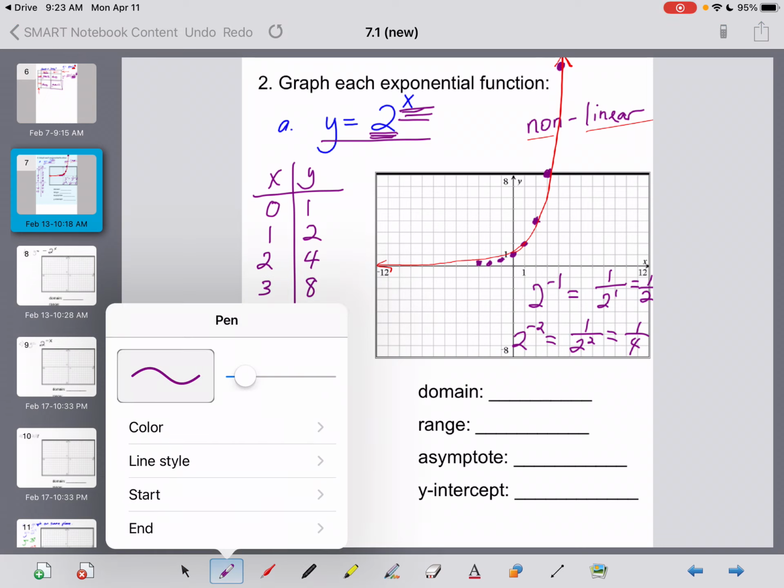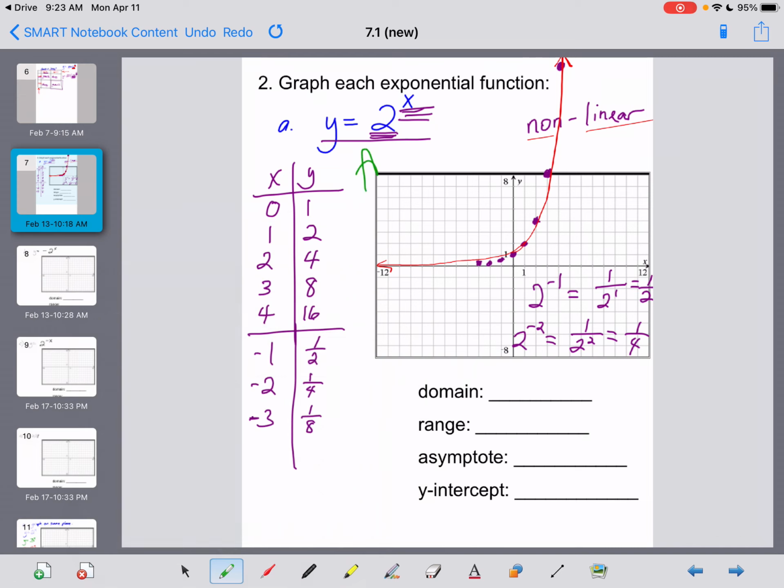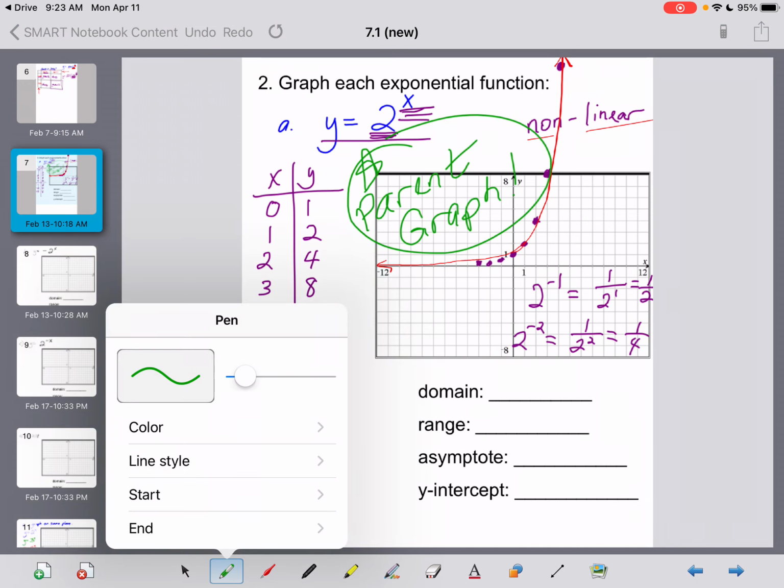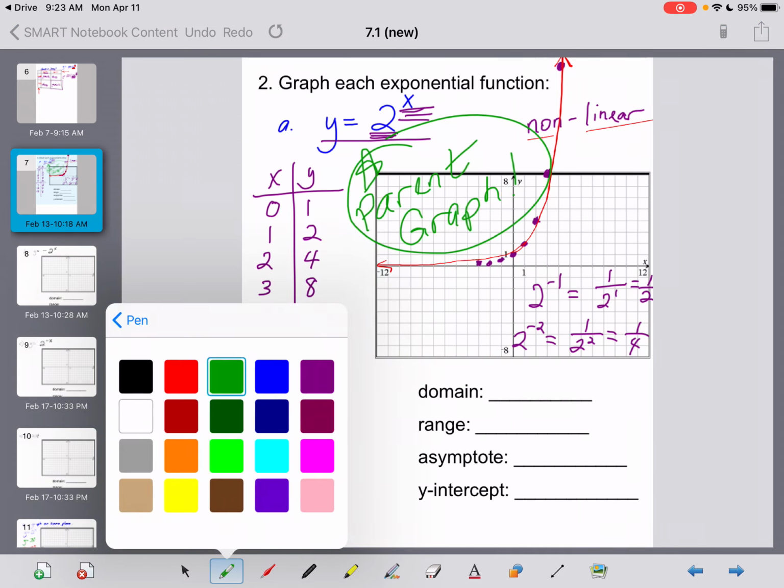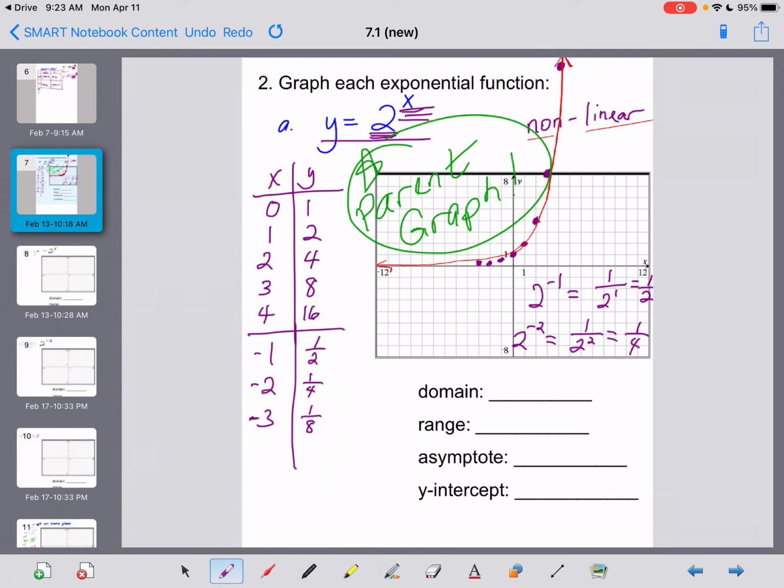In fact, let's make ourselves a little note right here, because that is always a good thing to know, that this right here is what we call the parent graph for an exponential growth function. Okay, so we're going to need to know that one. That's our parent graph for this particular function, y equals 2 to the x. Every other function that we're going to graph is going to be based off of this one. 4 questions I wanted to talk about at the bottom.